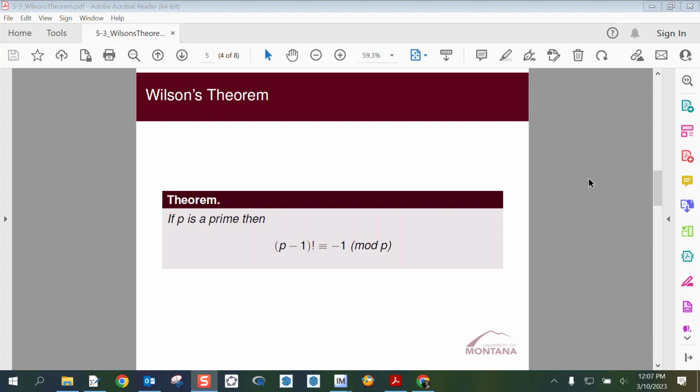It says that if p is prime, then p minus 1 factorial is congruent to negative 1 mod p. Okay, let's take a look.